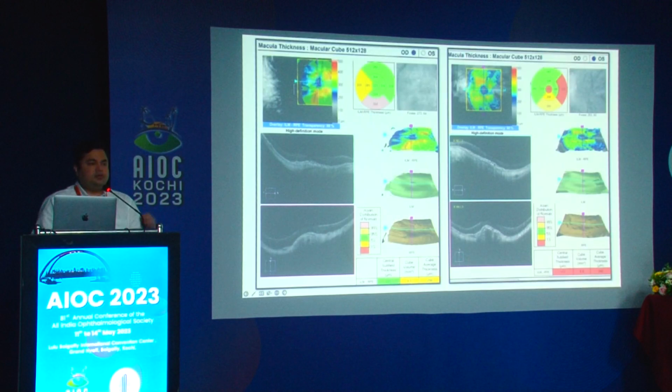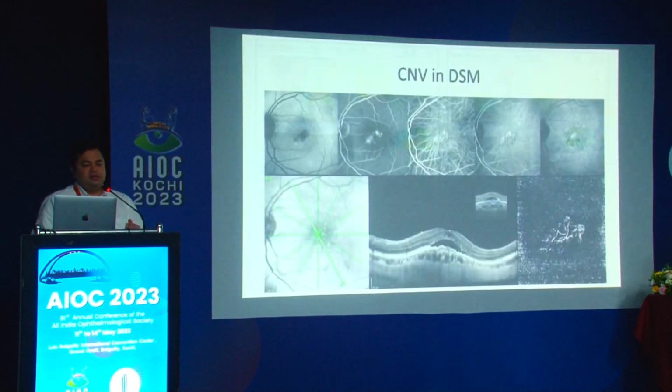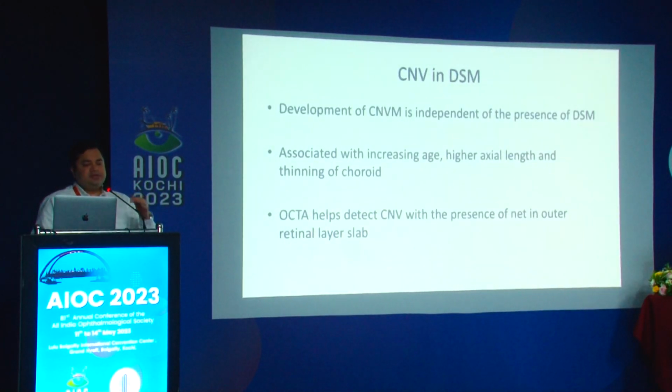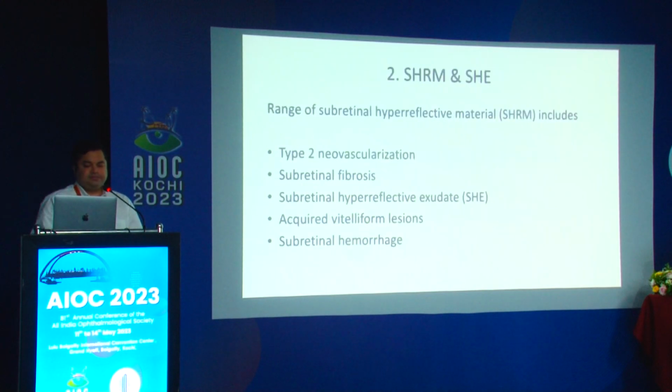DSM, or dome shaped maculopathy, can be associated with subretinal fluid. It may or may not be related to CNV. One way of identifying this is OCTA. OCTA, especially in the outer retinal slab, will help us identify whether CNV is present and whether the fluid is because of the CNV. Development of CNV is independent of the presence of DSM. It is associated with increasing age, higher axial length, and thinning of the choroid. And this OCTA here helps detect CNV in the outer retinal slab.